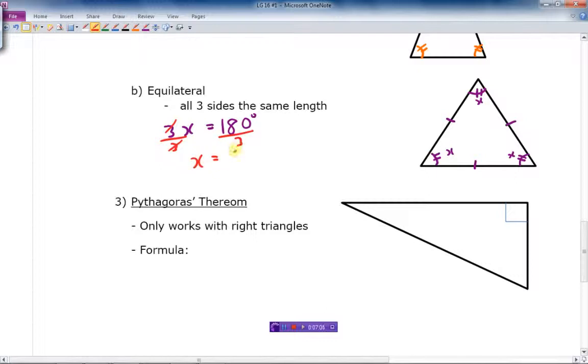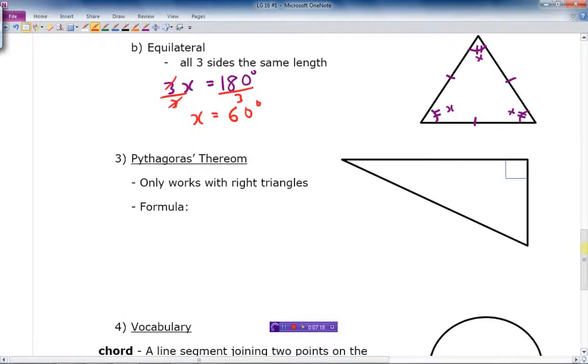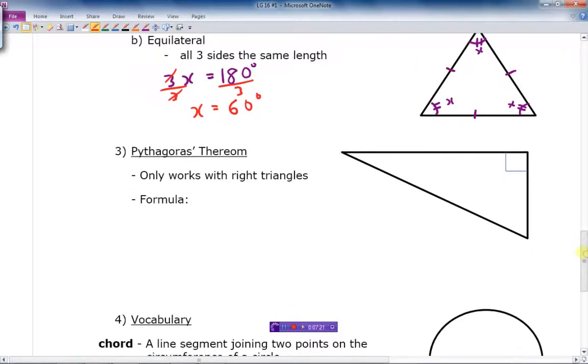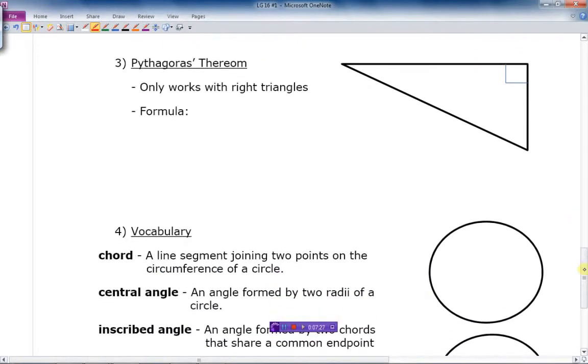So in an equilateral triangle, the angles are always equal to 60 degrees because they're all the same and they have to add up to 180. So that's kind of nice. We know the angles of an equilateral triangle, which, with certain questions, will come in really handy to know.